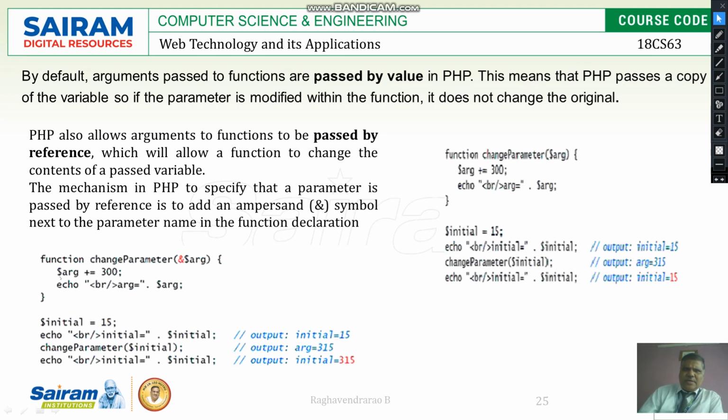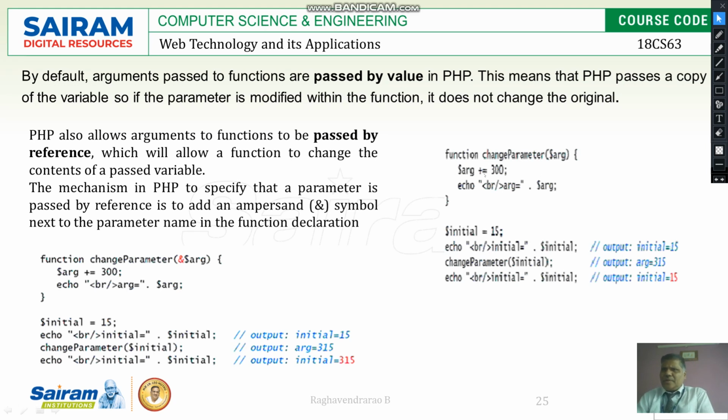You can see that the function is there, argument plus equal to 300, and here the argument is getting printed. Now you see here, initial is 15 first, then echo initial, and initial is getting printed here, that is 15. Then change parameter, you are passing the value, dollar initial, but you are passing it by reference. Here the argument takes 15, so it becomes 315, and that is echoed over there. So what is the value over here? Initial will become 315, because it is being stored in that particular initial variable.